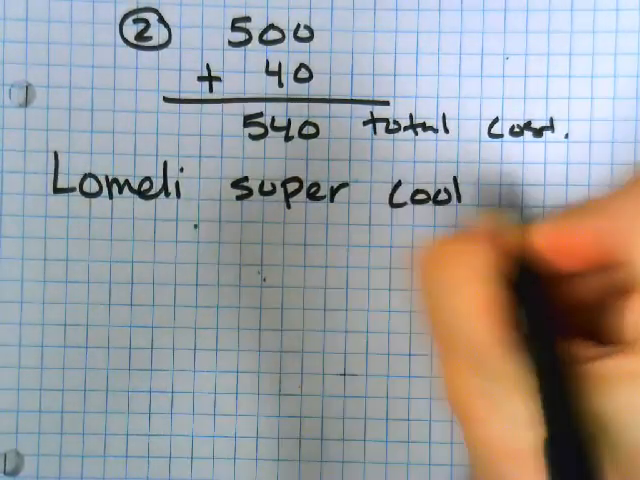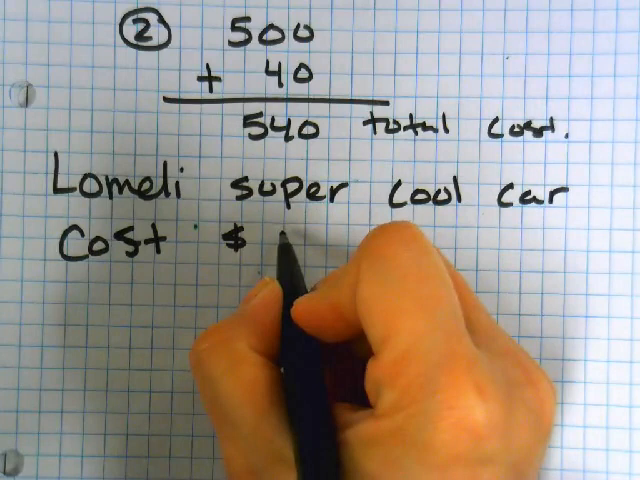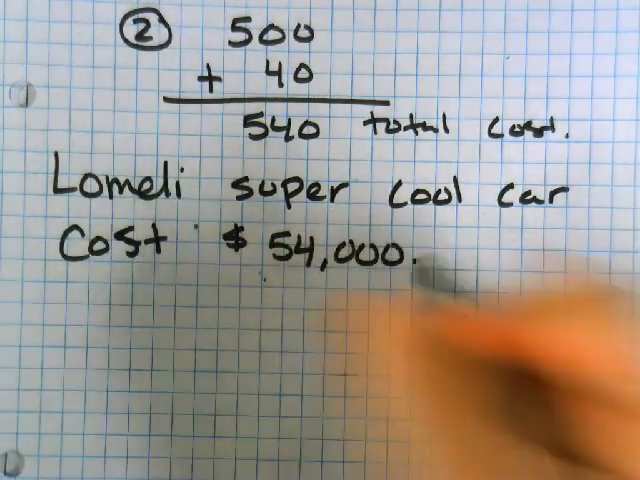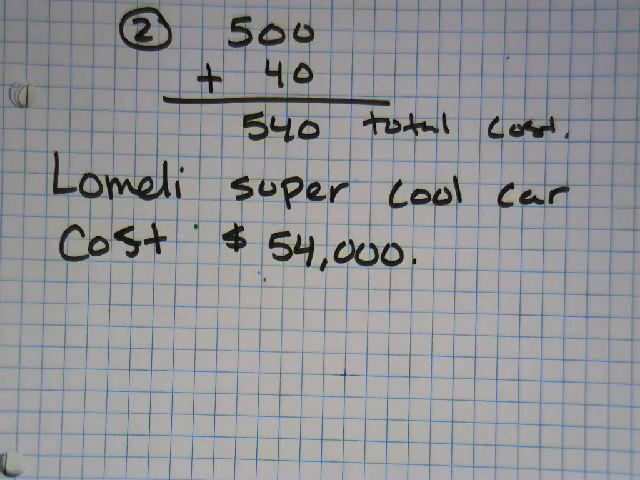Let's say a super cool car costs $54,000. So if I'm going to buy a super cool car that costs $54,000, do I really want to buy in Santa Ana? No. I would go to a different city. I would definitely do my research, go to this website, and go to a different city that has a lower rate.